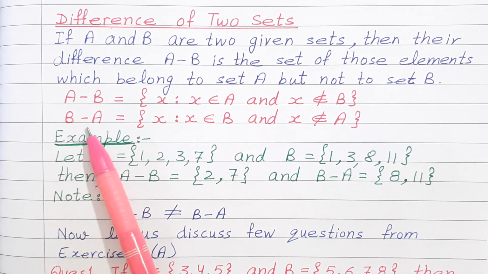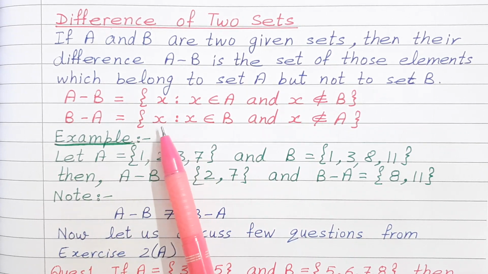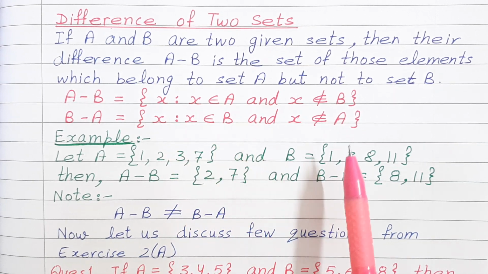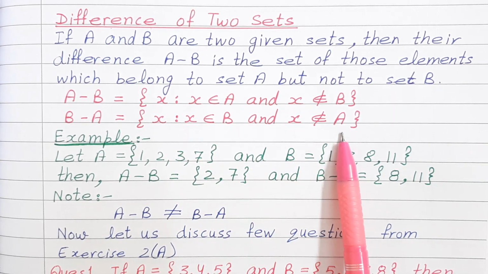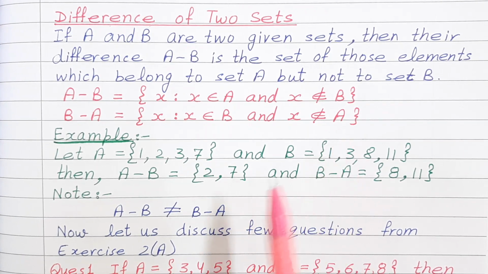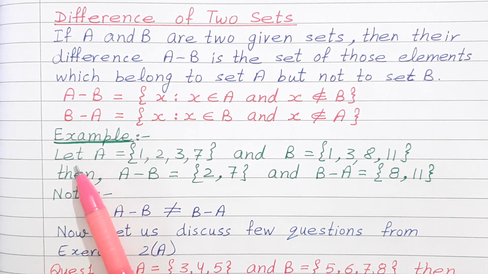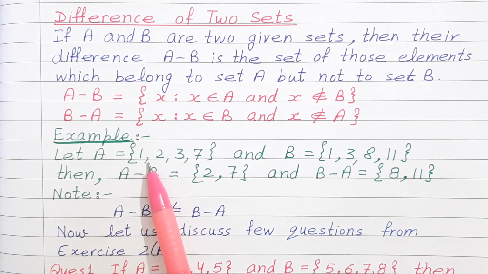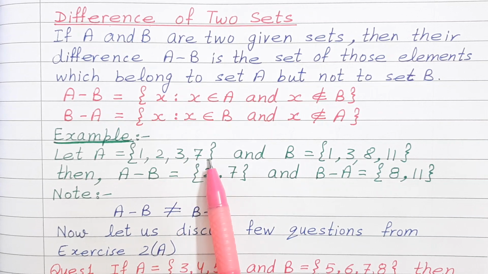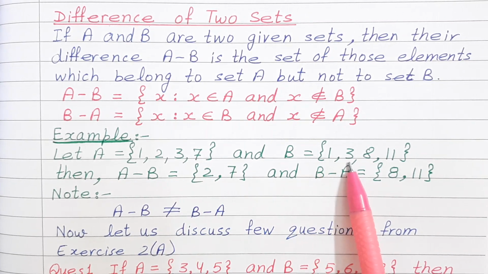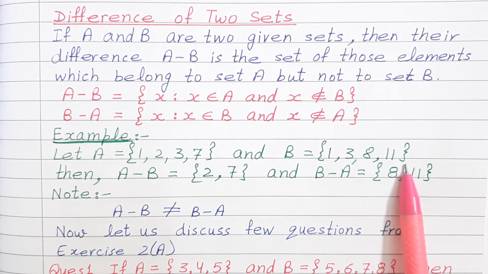Similarly, B minus A is x such that x belongs to B but x does not belong to A. Now let us try to understand this with the help of an example. See, let A is equal to {1, 2, 3, 7} and B is equal to {1, 3, 8, 11}.